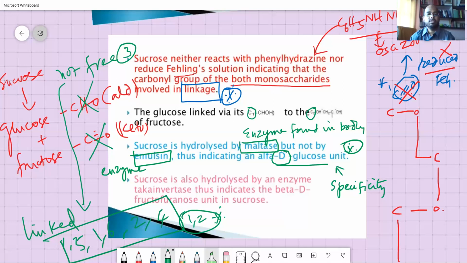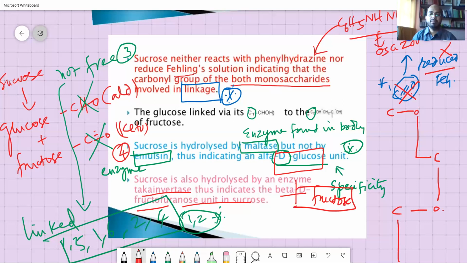Okay, this one is your fourth reaction. I'll give all of this fourth reaction in my uploaded video, below on YouTube. You can take it as notes. Okay, so sucrose is also hydrolyzed by the enzyme invertase. Invertase thus indicates the beta-D-fructofuranose in the glucose. So this is D-glucose and this is D-fructose.